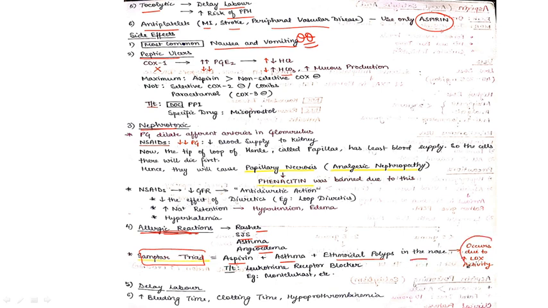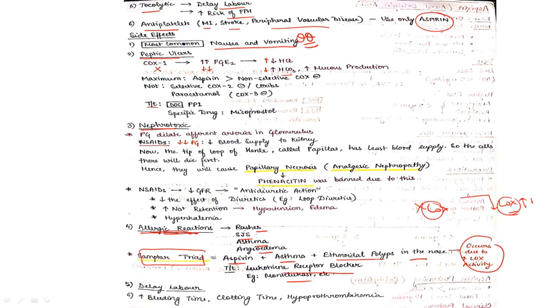It occurs due to increased LOX activity, because the COX enzyme is inactivated, so the pathway is turning towards the LOX. So the LOX pathway will be more activated because the COX pathway is inhibited. That will lead to this Samter's triad: aspirin plus asthma plus ethmoidal polyps in the nose. And the treatment is a leukotriene receptor blocker, such as montelukast, which we can give.